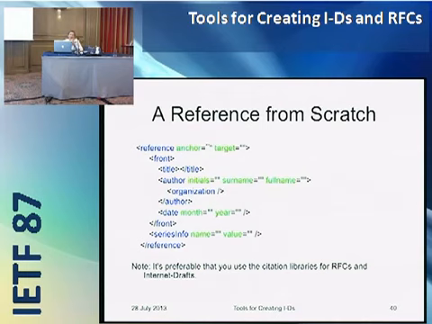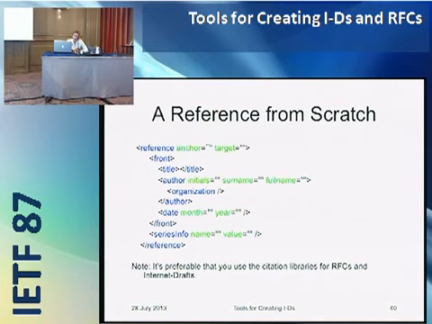Let's say you need to reference a web page or something that's not in the citation library. Then this is an empty reference template with kind of the bare minimum in it. So if you're referencing an RFC or an internet draft, I do not recommend making it from scratch. I would recommend using the citation libraries for internet drafts and RFCs, but obviously a lot of things you might want to make from scratch. You do have to include the date element, even if there is no date. You could do an empty date.